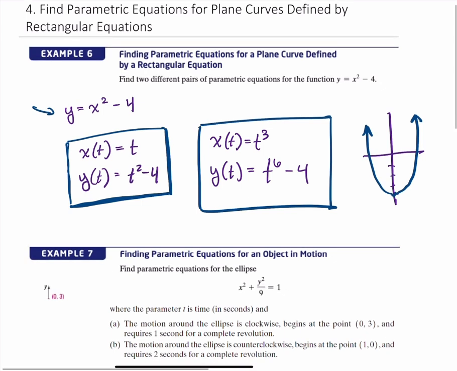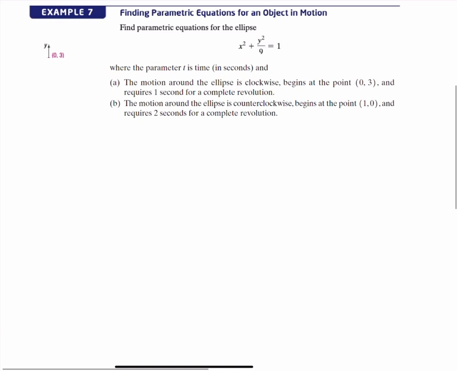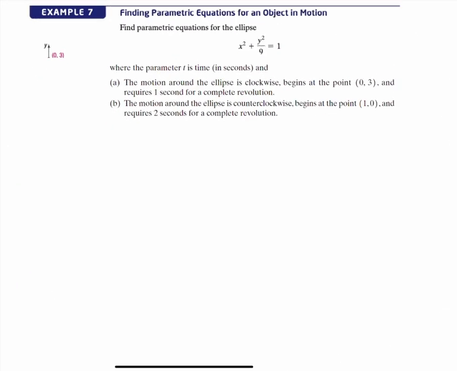So let's see another example with a familiar object we saw recently. This will be the equation of an ellipse. We can convert this into a set of parametric equations. So they give us this equation x squared plus y squared over 9 equals positive 1. I can view that as x squared over 1 equals 1. So this is the equation of an ellipse. It's centered at the origin.